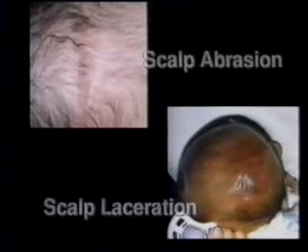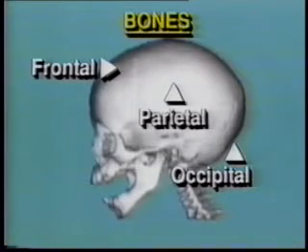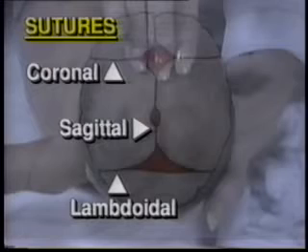Next, the fontanelles and suture lines are palpated. The cranium is composed of 7 bones, which are soft, and usually separated at birth. The sutures separate the 7 cranial bones. The coronal sutures extend from ear to ear, separating the frontal and parietal bones.